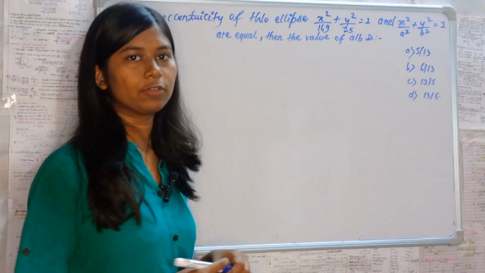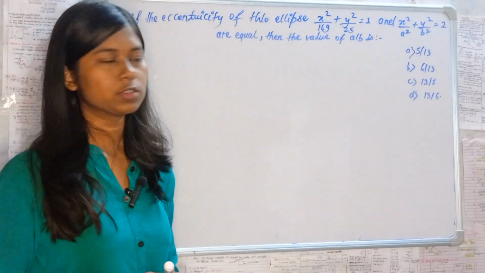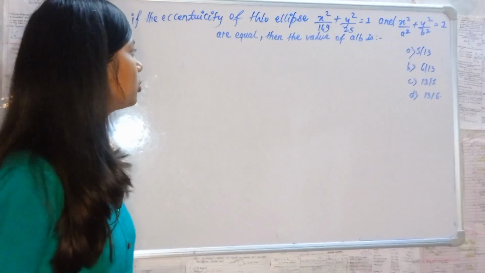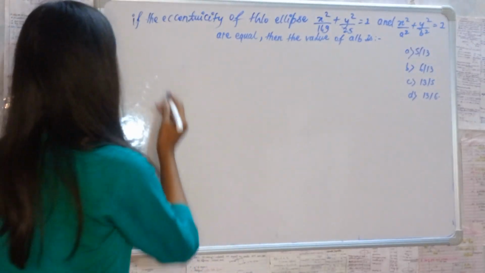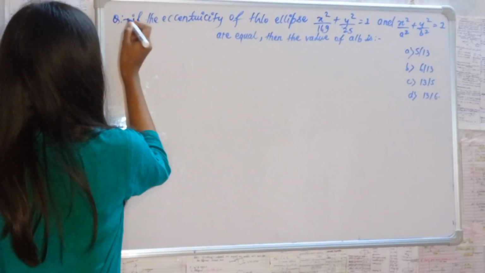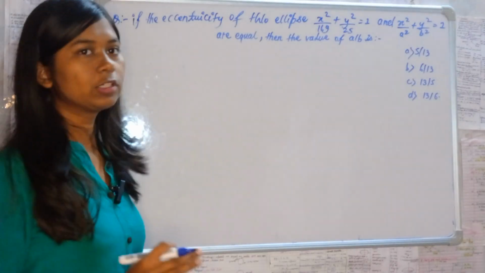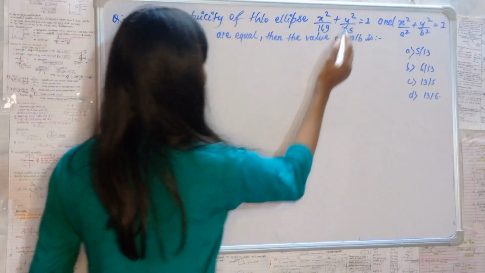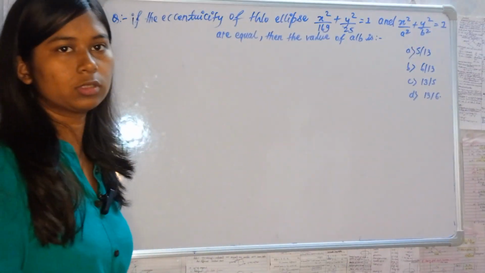Hello everyone, we are looking at a question on ellipses. We are just going to solve this question. This is basically our question. The question says that the eccentricity of two ellipses is given. Two ellipses means this is a particular ellipse and that is also a particular ellipse.